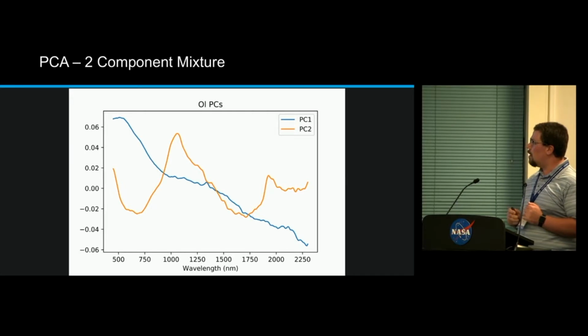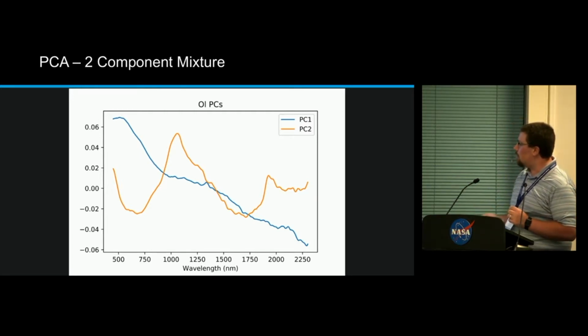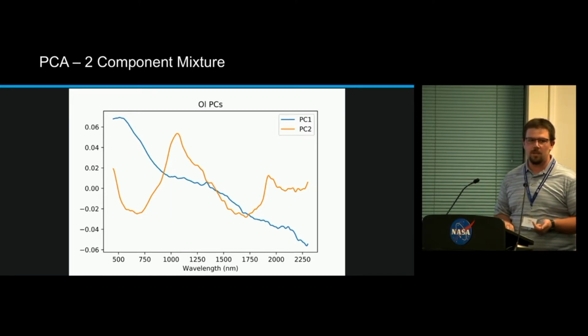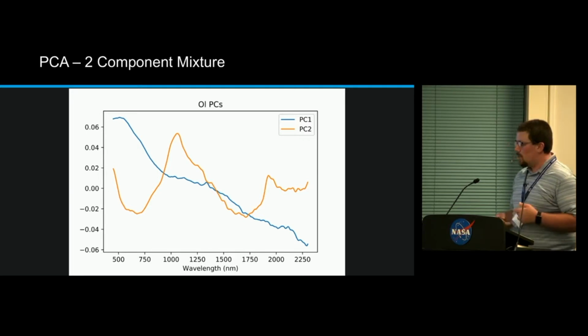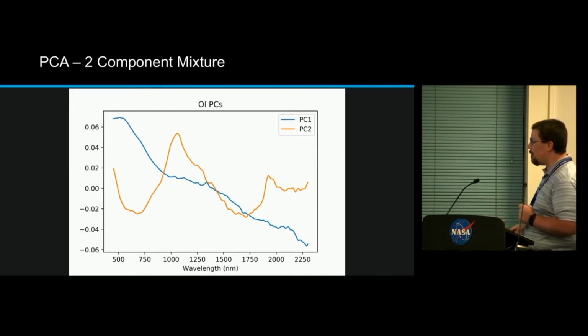This is what the first two principal components of the solution for the olivine and iron two-component mixtures looks like. And if you're familiar with the spectra of olivine, that principal component 2, the orange line, looks a whole lot like an upside-down olivine spectrum. So this is one of those cases where that is not olivine because it's a principal component, but it's probably very closely related to it.